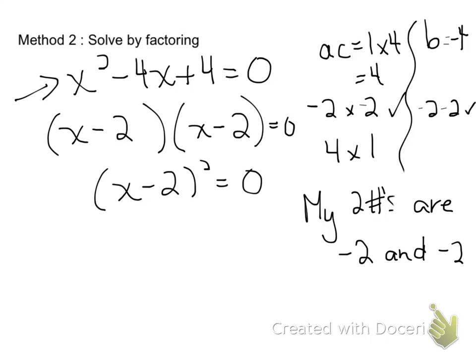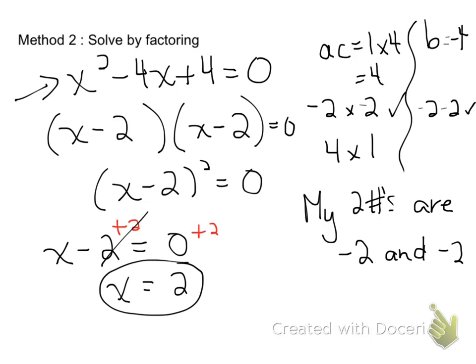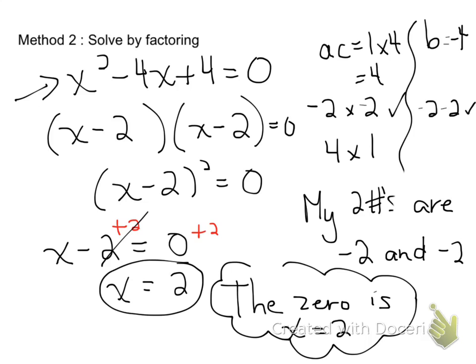Since it's the same bracket, all we need to do is write x minus 2 equals 0 once, and we're going to go ahead and solve by adding 2 on both sides, which means that x equals positive 2. There's only one 0, so the 0 is x equals 2. And this is the concluding sentence that I'm looking for.